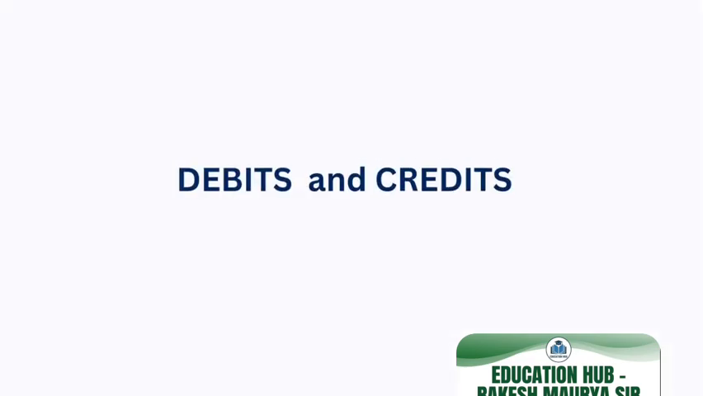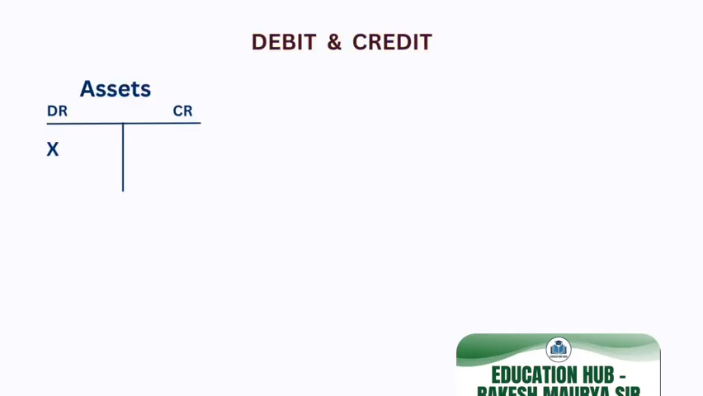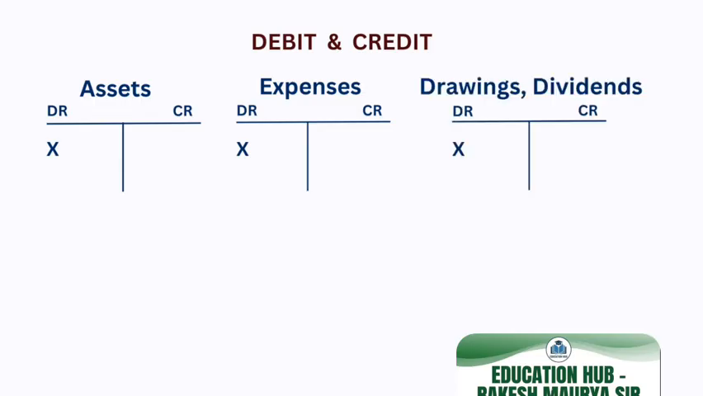Now let's talk about debits and credits. A very important rule in accounting is some accounts increase on the debit side and others increase on the credit side. Assets increase with debits. So when the business gets more cash, equipment, or inventory, we record a debit. Expenses also increase with debits. For example, when the business pays rent or wages, expenses go up with a debit. Drawings or dividends also increase with debits because money is being taken out by the owner.